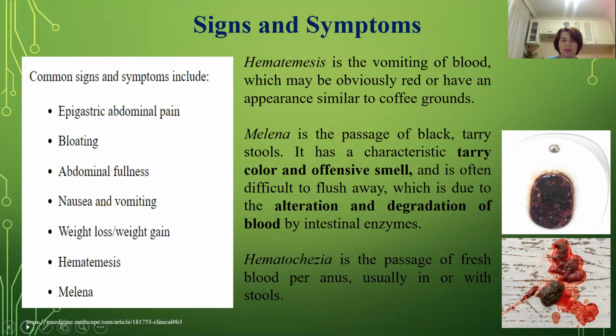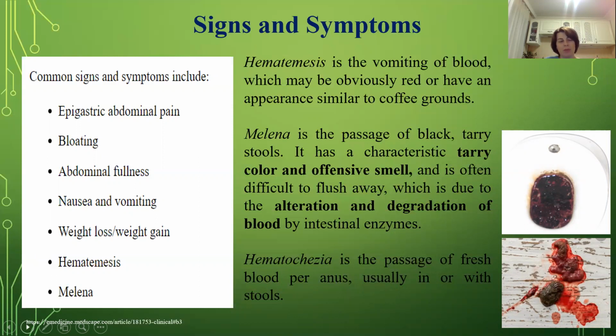A complicated ulcer can cause the appearance of hematemesis or melena. Hematemesis is the vomiting of blood, which may be obviously red or have an appearance similar to coffee grounds, depending on what portion of the blood the patient actually vomited. Melena is the passage of black tarry stool. It has a characteristic tarry color and offensive smell, and it's often difficult to flush away, which is due to the alteration and degradation of the blood by intestinal enzymes. The offensive smell is due to degradation of the proteins.